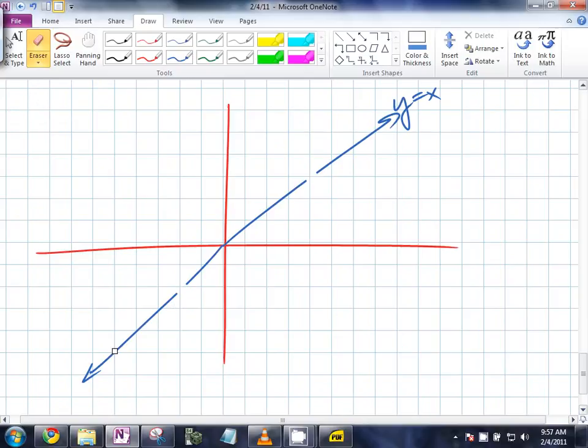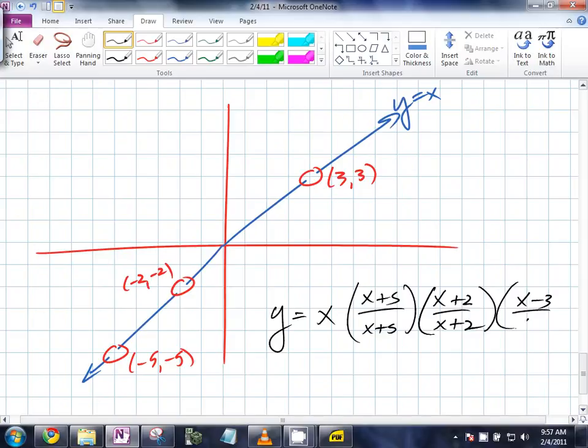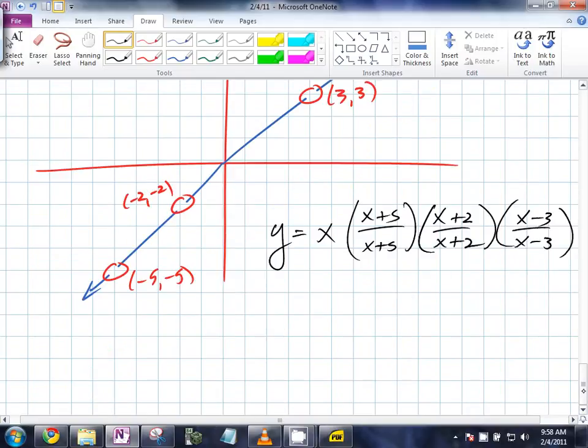There's a hole at negative 2, negative 5, and a hole at 3, 3. Can someone tell me just off the top of their head what this function is? If you multiplied this out, what type of function is this? A rational function. Thank you. We have a winner. If you multiplied this whole thing out, it would be a rational function.